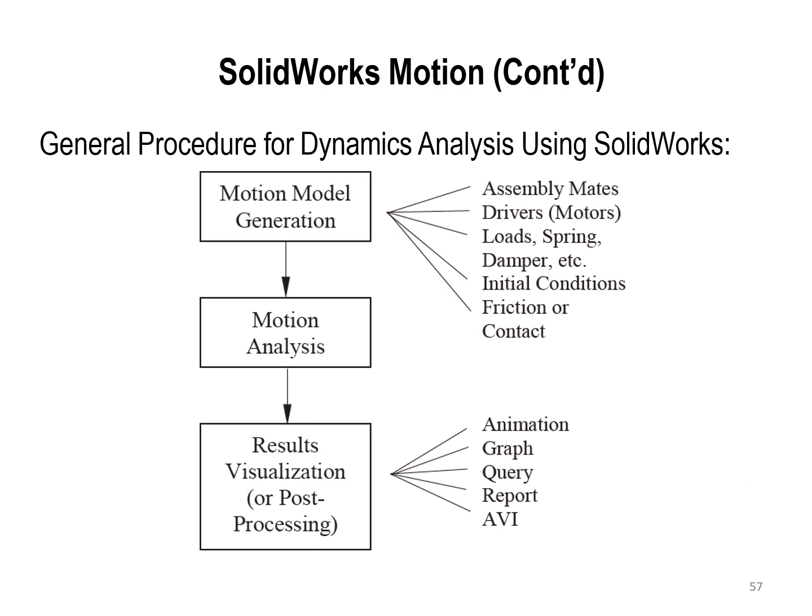The general procedure for dynamic analysis using SolidWorks is, first, the motion model generation, which can be done with the motion mate, assembly mate, the drivers, which are the motors, the loads, which are springs and dampers, for example, the initial conditions, and the friction or contact. Then we apply the motion analysis to get the result visualization or post-processing, like the animation, the graph, the query, the report, and the AVI.